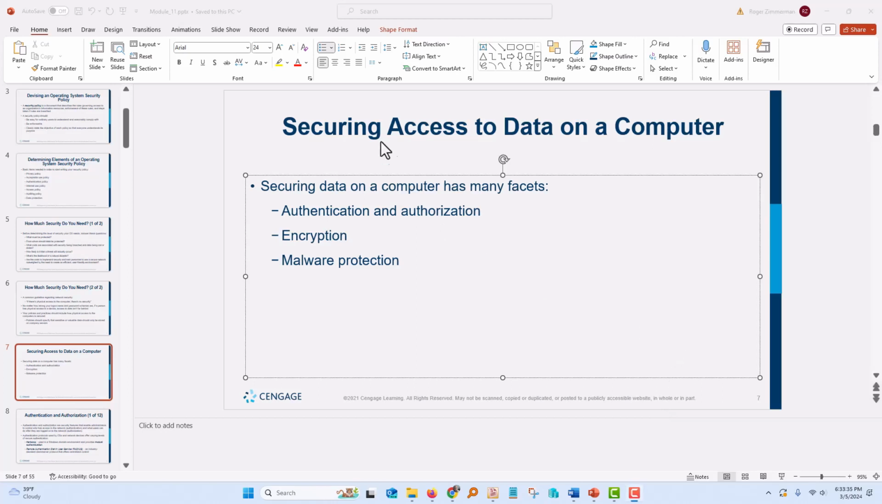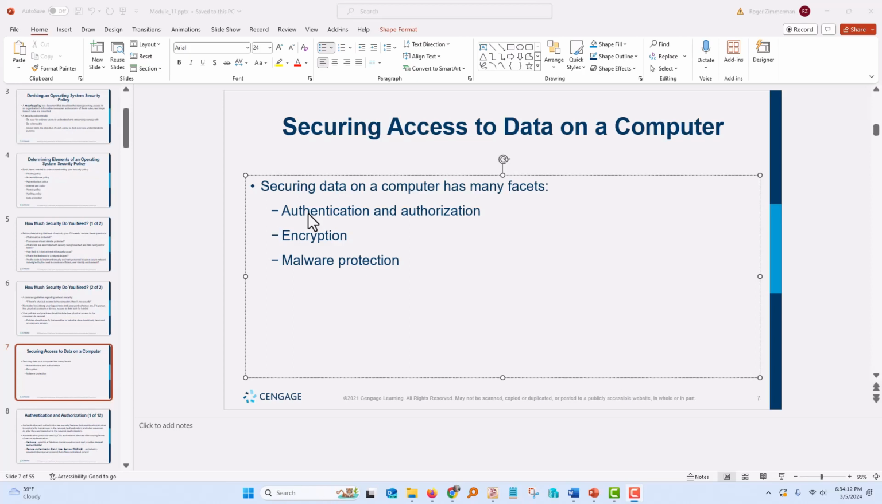In this next section, we're going to take a look at these items: authentication and authorization, encryption, and malware protection. Actually, in this video, we're going to be looking at authentication and authorization. These are all areas that need attention when securing computers. Now, unfortunately, this PowerPoint does not really define authentication and authorization. So before I get into the next few slides, I want to define those two terms more carefully.